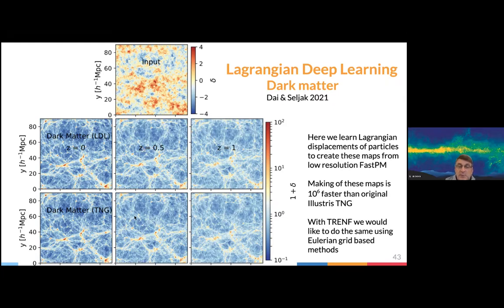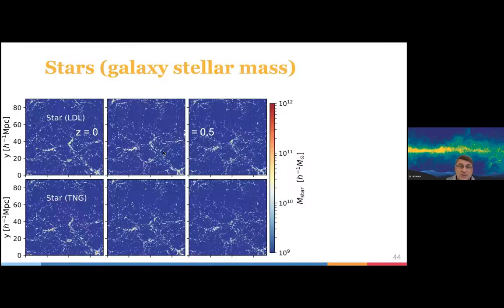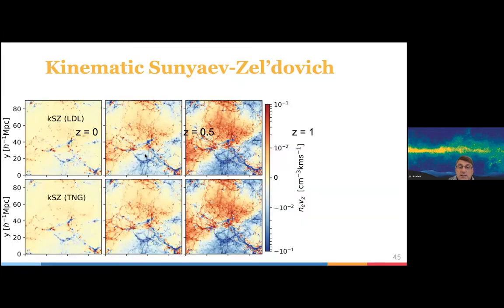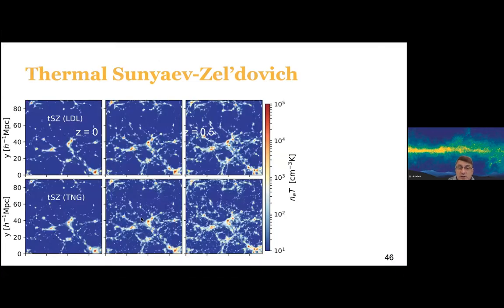But we don't need to train just on dark matter. This is a dark matter map, but we can also train on stellar maps. So for example, here's a stellar map of TNG, and here's our LDL map. And again, they look very good by eye. Here is the kinematic Sunyaev-Zel'dovich effect. They're pretty much indistinguishable by eye. And all the statistics also show the same thing. And here is, for example, the thermal Sunyaev-Zel'dovich effect. And again, they look very good. Here, I'm always showing redshift 0, redshift 0.5, and redshift 1. And this is basically how well they compare.